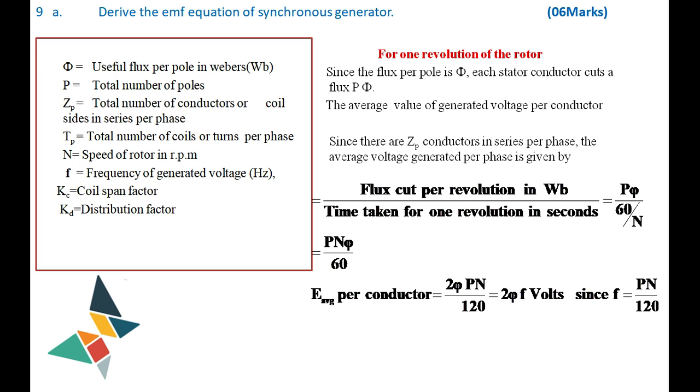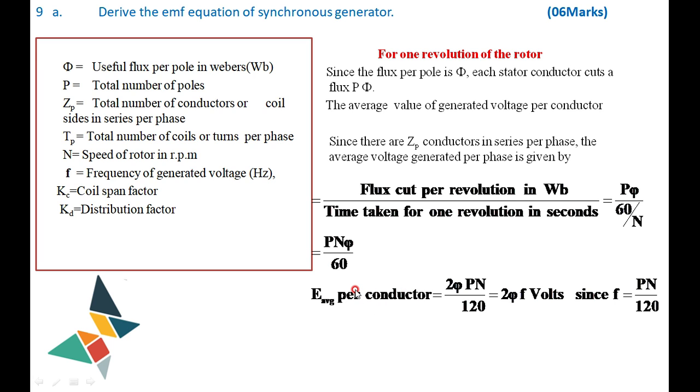If we multiply and divide by 2 in this equation, we get 2 phi P N by 120. Because P N by 120 is F, I reduce this equation to 2 phi F volts, since F is equal to P N by 120. This is the average induced voltage in a single conductor.